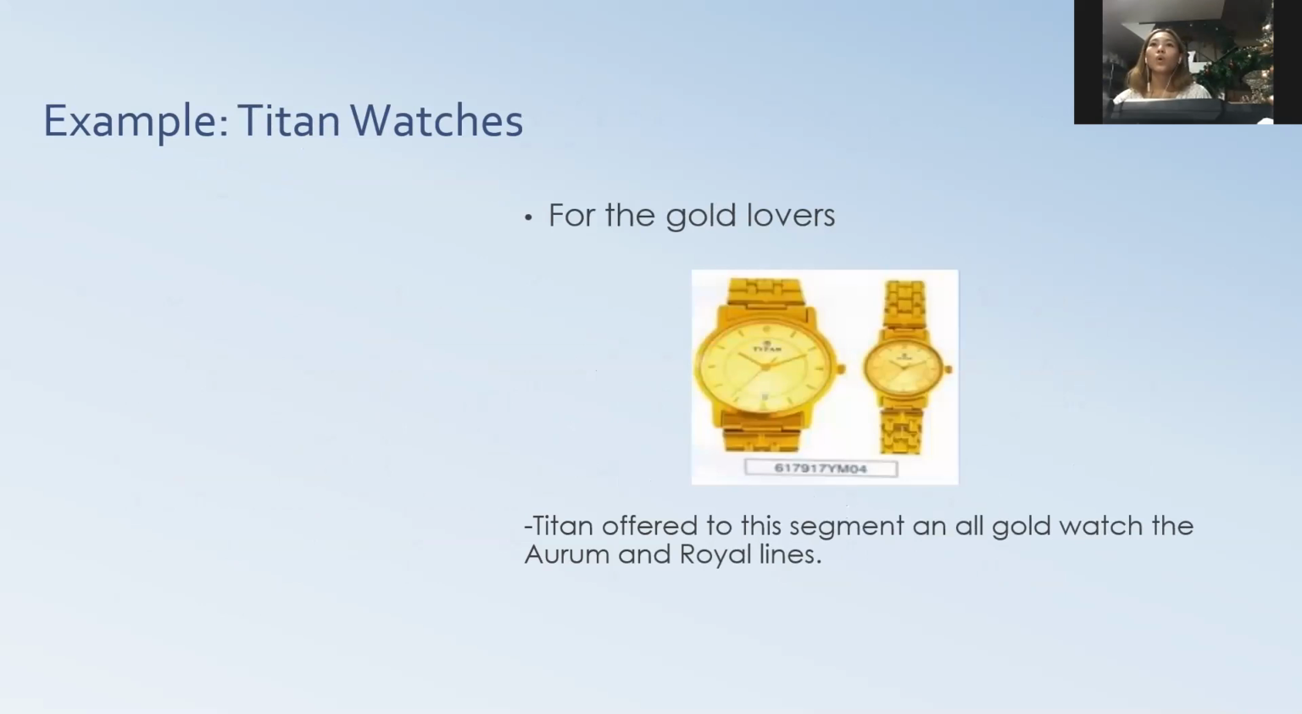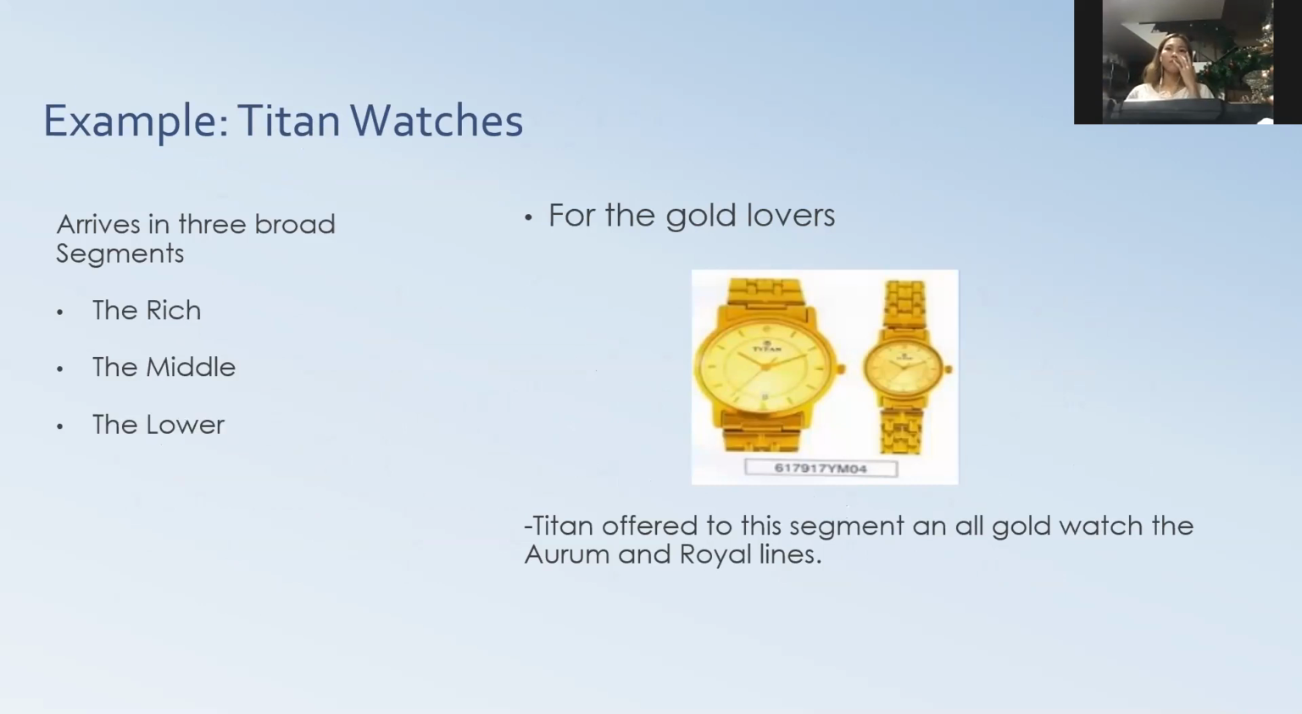So I have an example here, the Titan watches. It arrives in three broad segments, which is the rich, the middle, and the lower. So my first example is that Titan brings out a wide range of offers to serve different value segments. So for this watch, which is for the gold lovers, this gold watch is offered to this segment, an all gold watch, the Aurum and Royal lines.